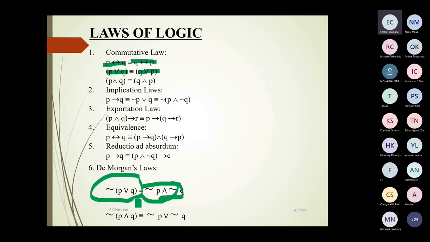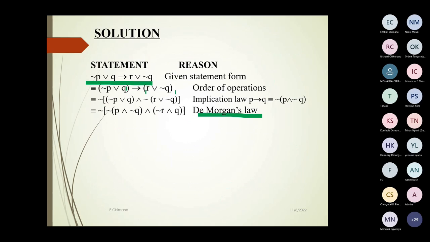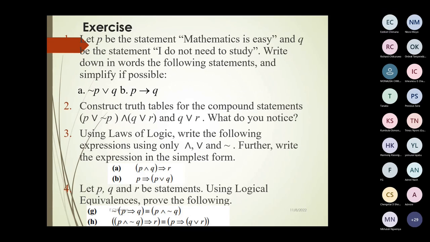So De Morgan's law says the negation of P or Q is the same as the negation of P and the negation of Q. So whenever you have an or and you want to replace it with an and, you use De Morgan's laws. So this is the law that we have applied. Come to this. This will be an exercise for you to do. You can actually exercise on it.